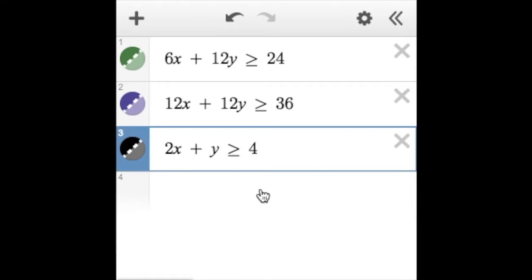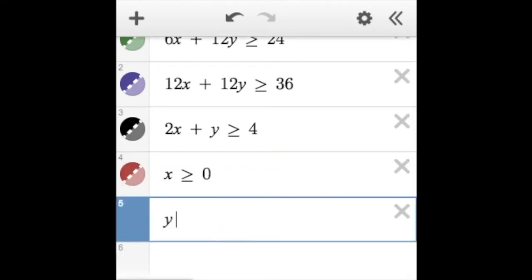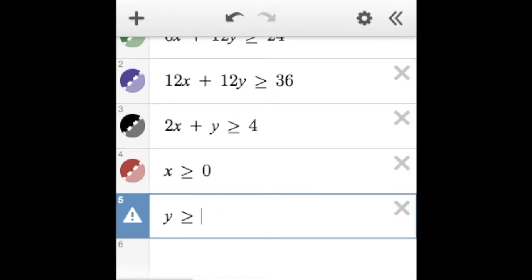Since we're working with physical things, we know we can't have negative of anything, so we need to set some parameters and keep the system to the positive quadrant. So we need x is greater than or equal to 0, so the result cannot be less than 0, and y is greater than or equal to 0, so the result cannot be less than 0 on that side.